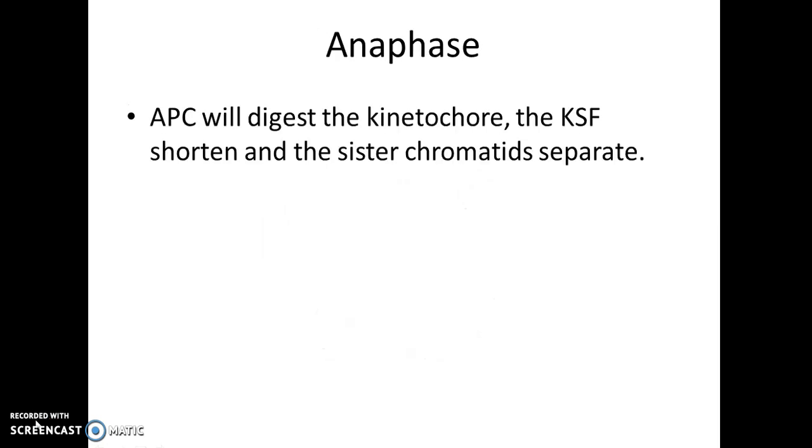So anaphase is the next phase after metaphase. The APC is the anaphase promoting complex. It's a protein that will digest the kinetochore, the structure holding the two chromatids together. The kinetochore spindle fibers will shorten, and the sister chromatids will separate and go to opposite poles. So the identical DNA strands separate and move to the opposite poles.